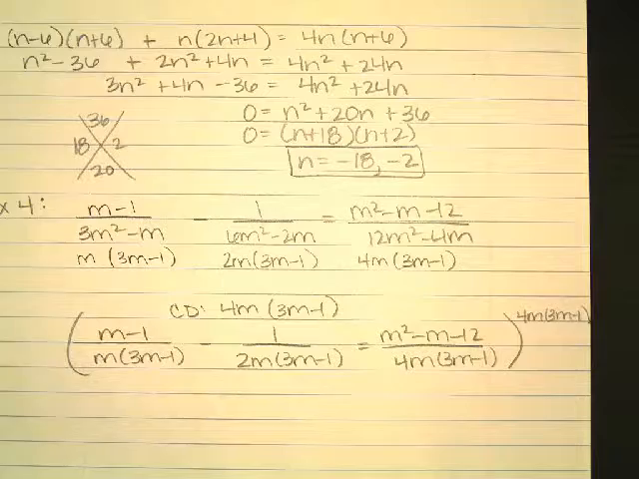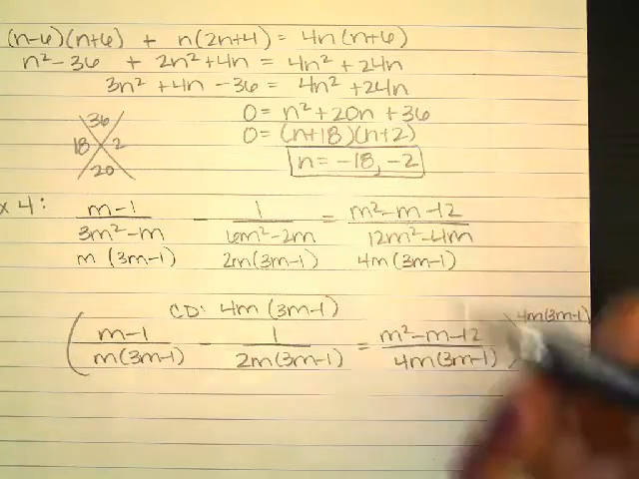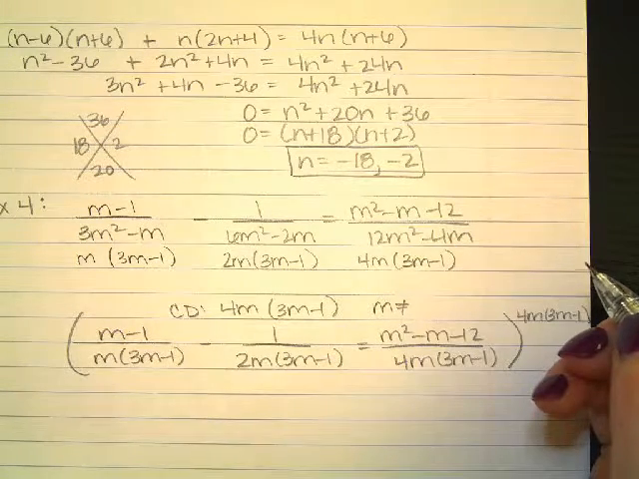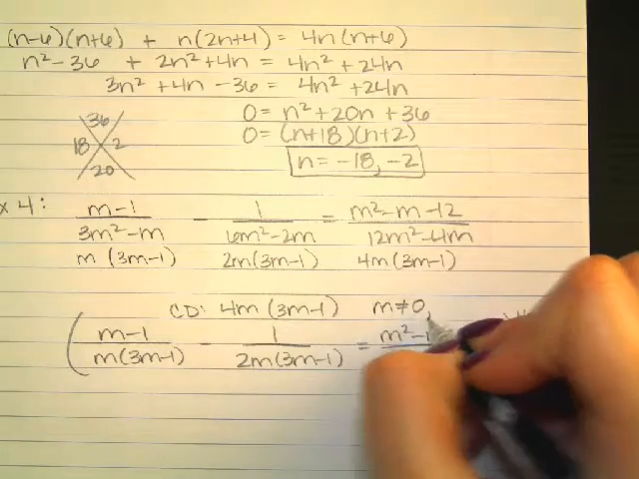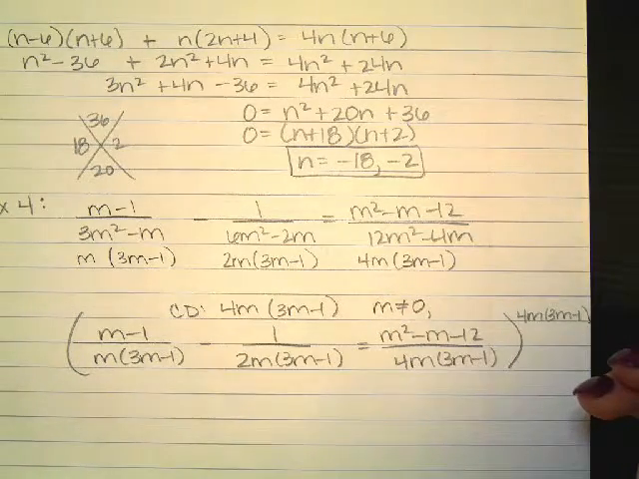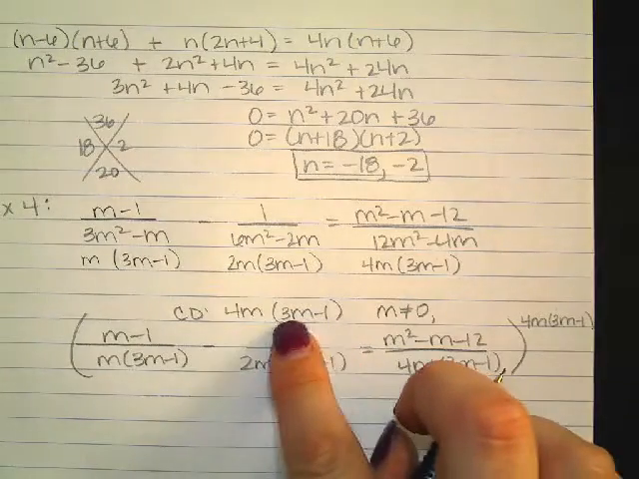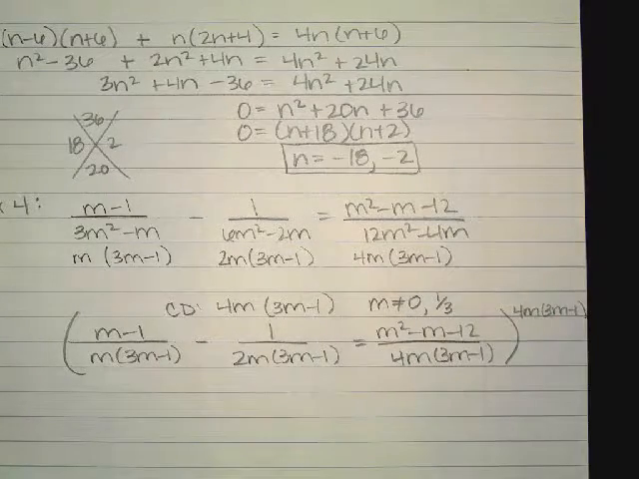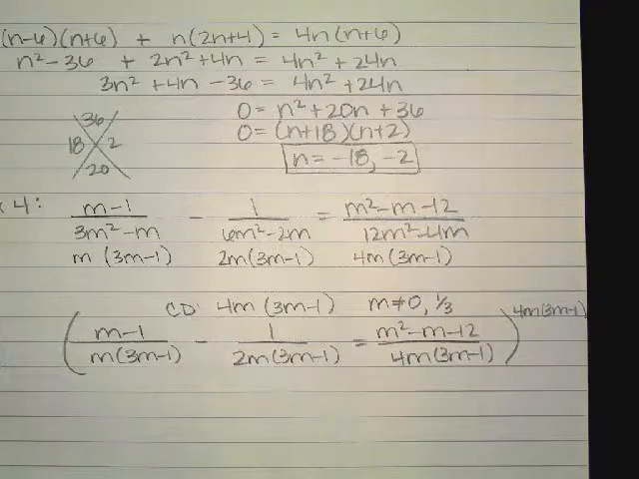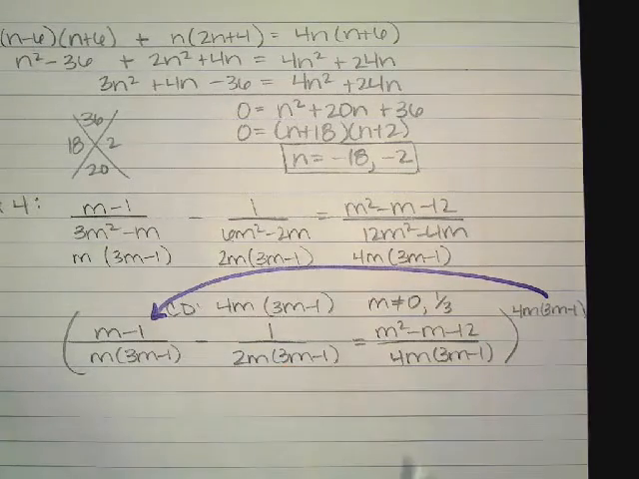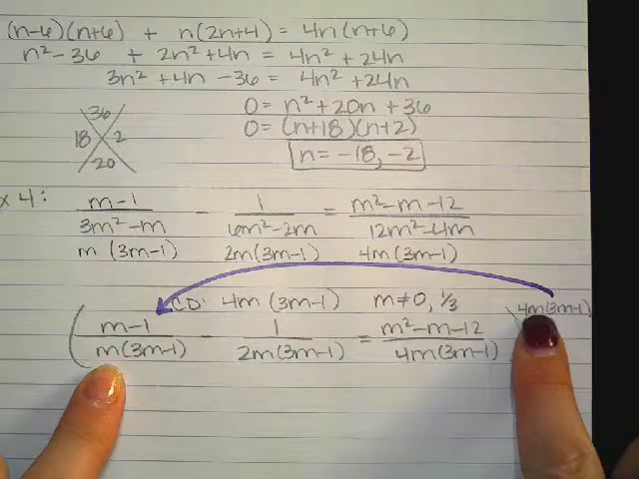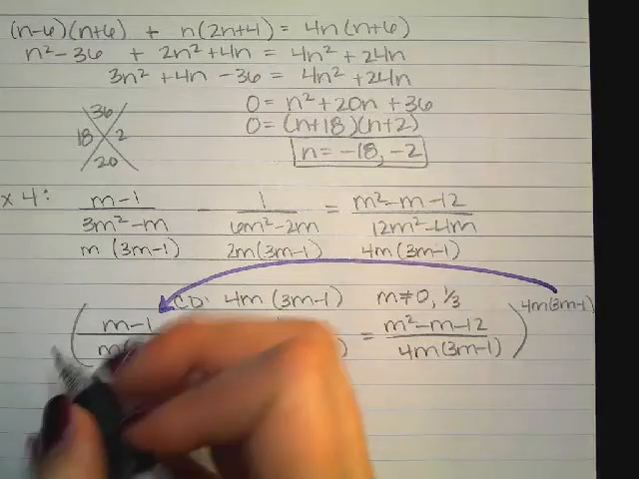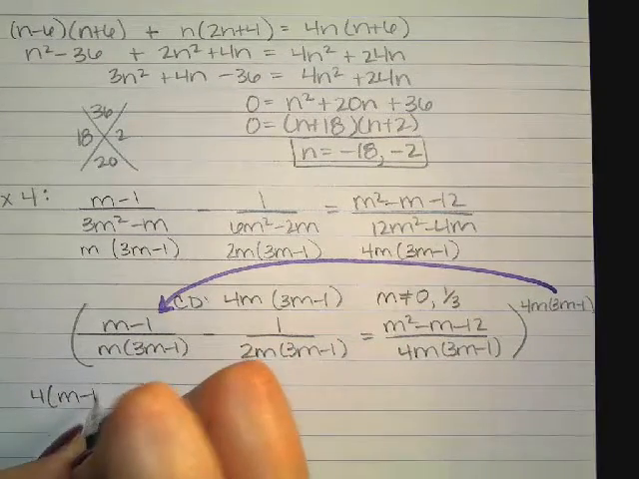Oh, and we can find our excluded values. M cannot equal 0 or 1/3. Okay. So M cannot be 0, it cannot be 1/3. Okay, so if we take this and multiply it by that one, the M's are going to cancel, the 3M minus 1 is going to cancel, the 4 is not. So I have to keep the 4 and the M minus 1.